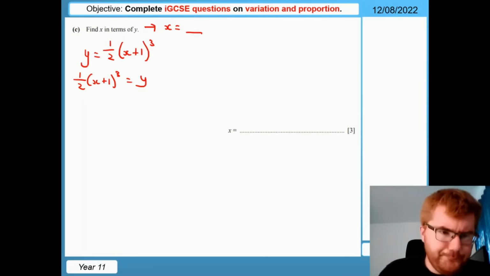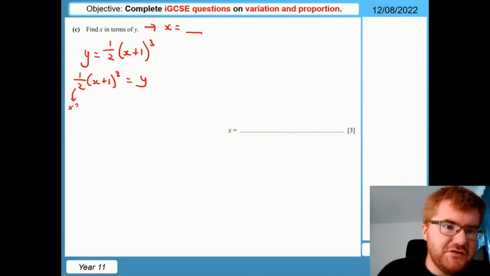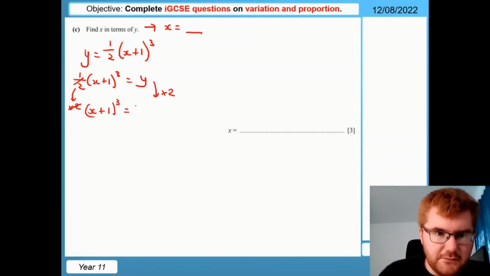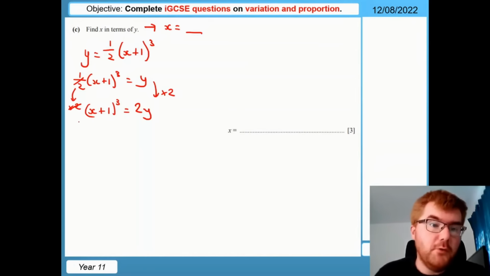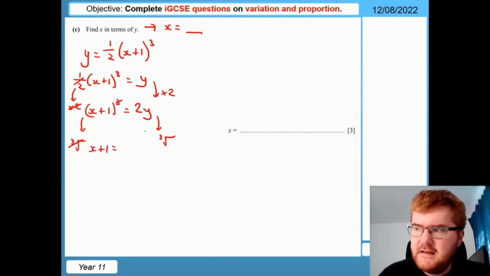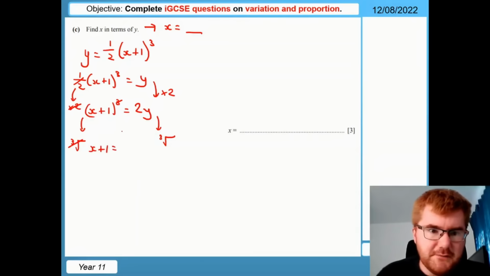So the opposite of timesing by a half is timesing by 2 on both sides. This cancels. That leaves us with (x plus 1) all cubed is equal to 2y. Now, we're trying to break this down to get x equals. This cubed is kind of annoying. So what's the opposite of cubing? Well, cube root. So we're going to cube root on both sides. You just take your time, being nice and careful with the algebra. So we're left with x plus 1 equals the cube root of 2y. And then lastly, we need to minus 1 from both sides.